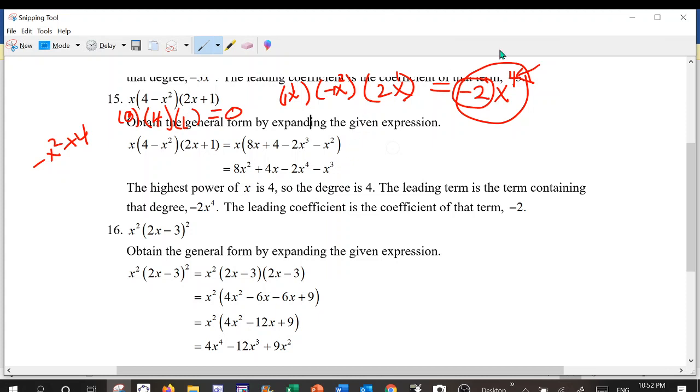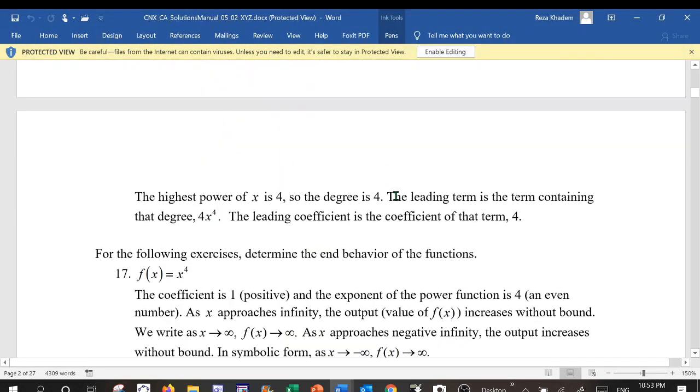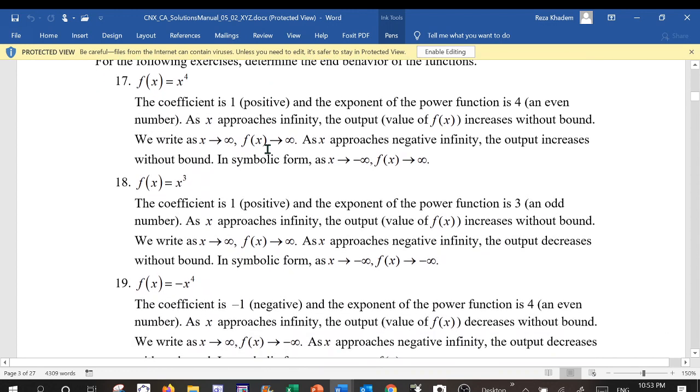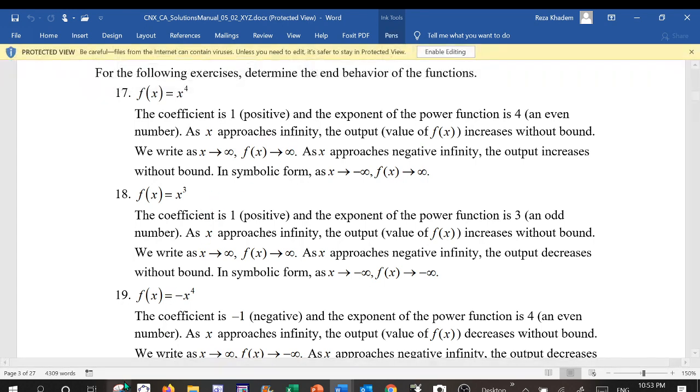All right, and what else we're going to do? Let's do a few more. Let's do number 17. So in number 17, again, what do we want to do? We want to talk about the end behavior. What is end behavior? Let's talk about that.